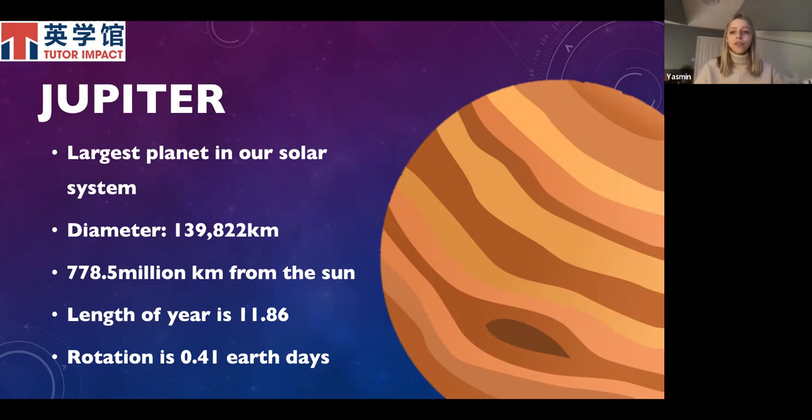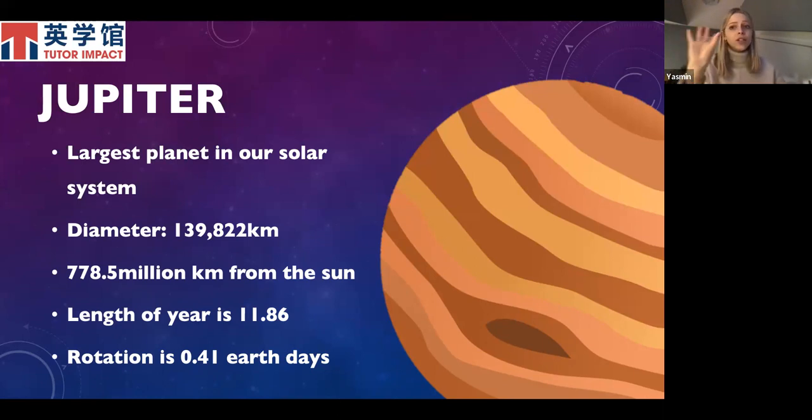Because of this, the length of the year is much bigger because Jupiter has to travel further to get around the sun because it's further away. So the length of the year in Jupiter is 11.86 Earth years. So it would take Jupiter 11 Earth years, well, nearly 12 Earth years, just to go around the sun once. So for every 1 year we have on Earth, it takes Jupiter nearly 12 years to do that 1 equivalent year, which is 1 orbit around the sun.